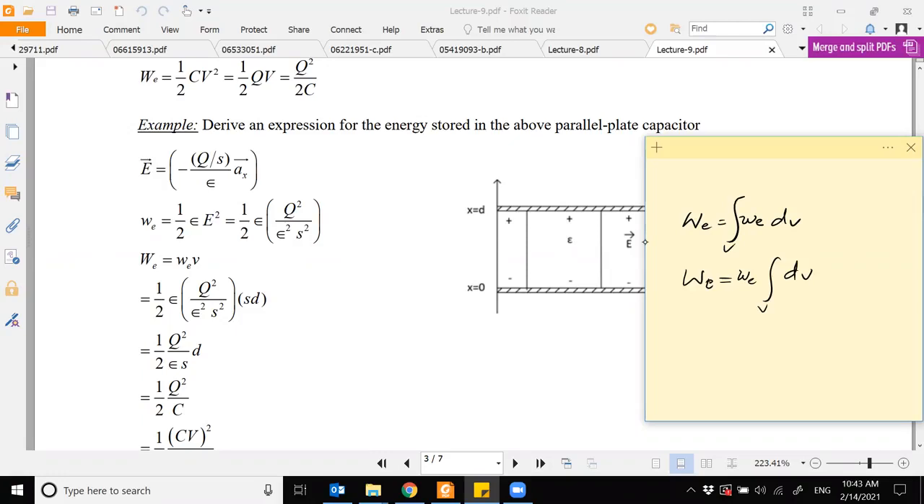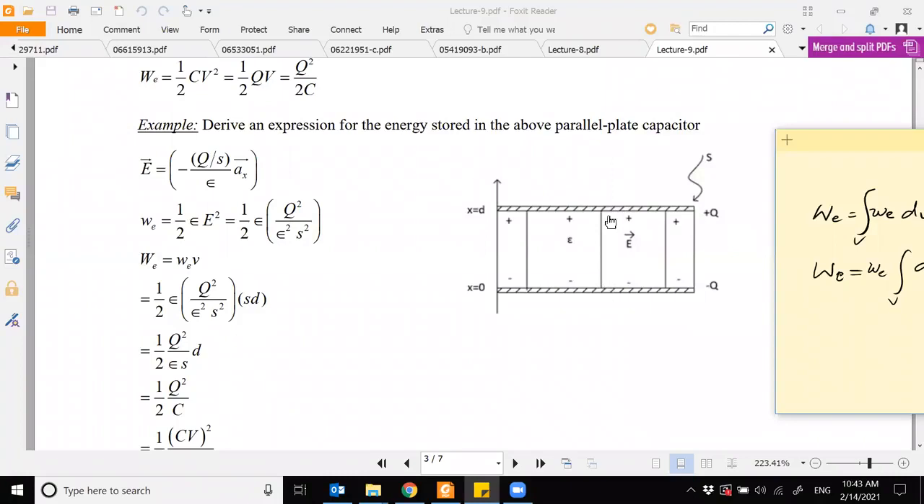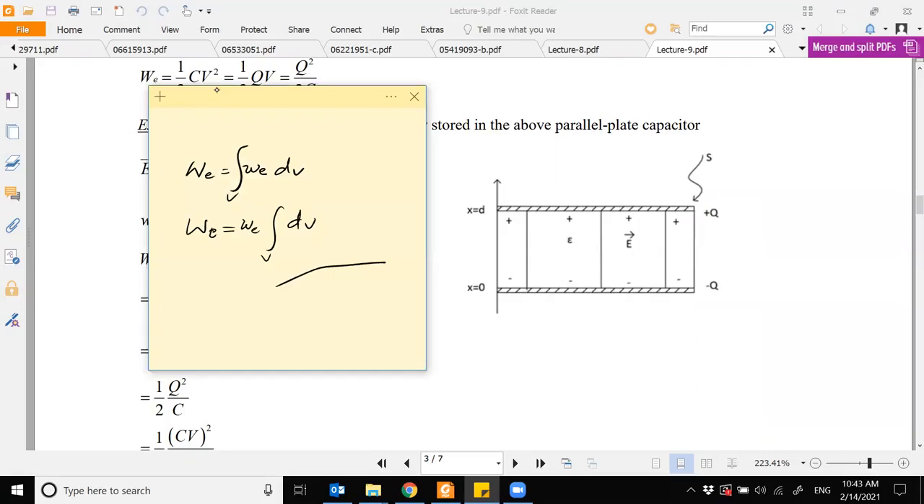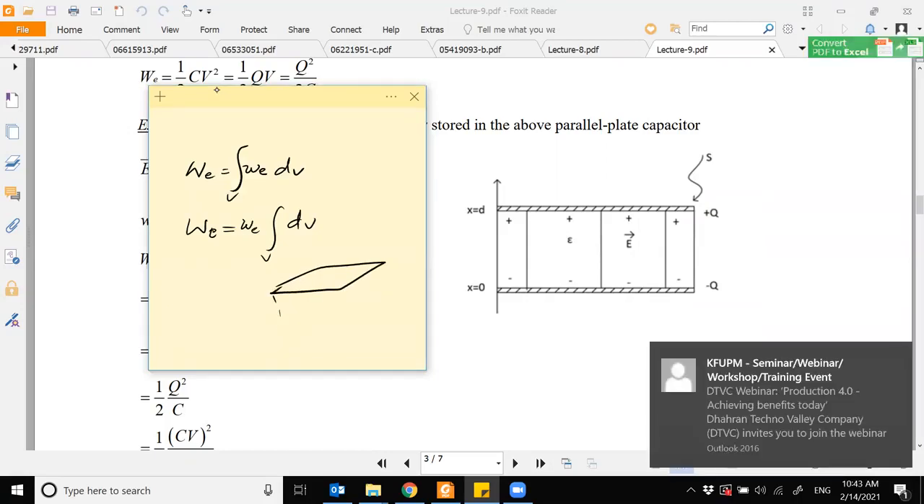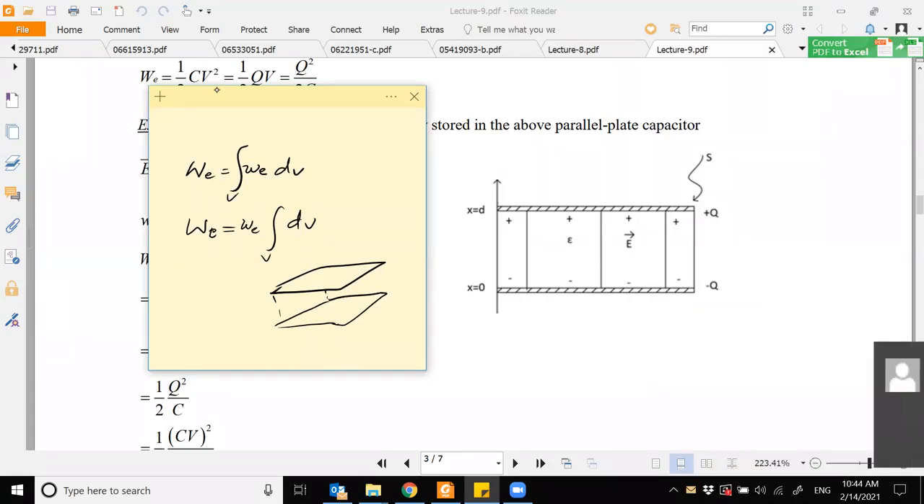Now, what will be the integral over the volume? Where is my volume here? My electric field is between these two plates, right? So my volume is this volume. How can I find the volume of this? It's nothing but a cuboid, something like this. Now I want to find this volume, so it is the length multiplied by breadth multiplied by height.